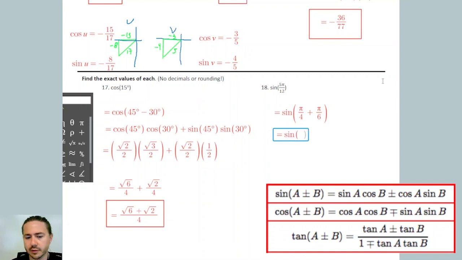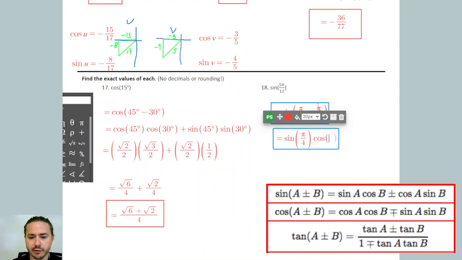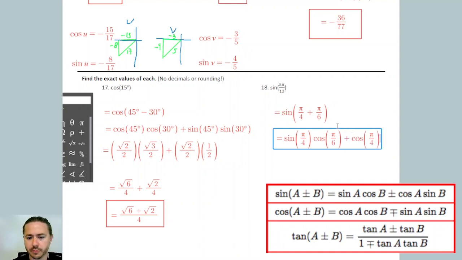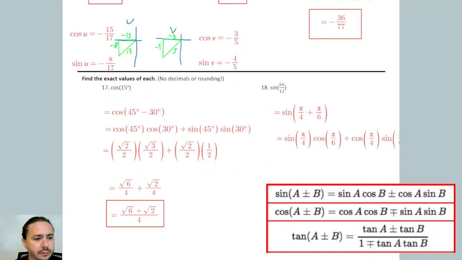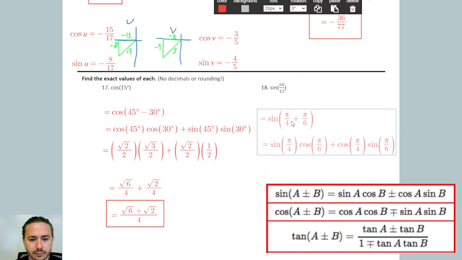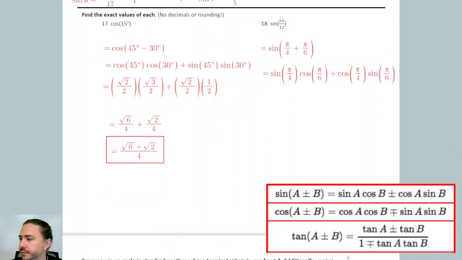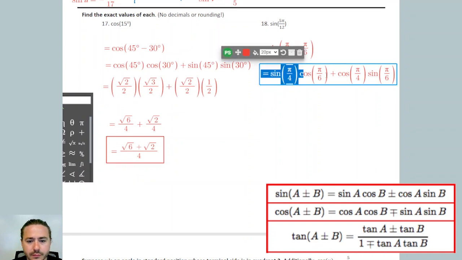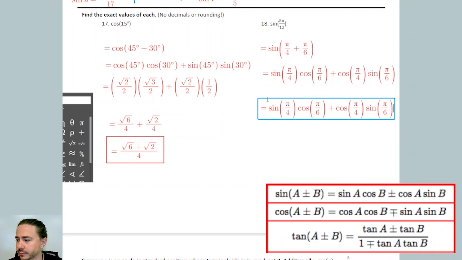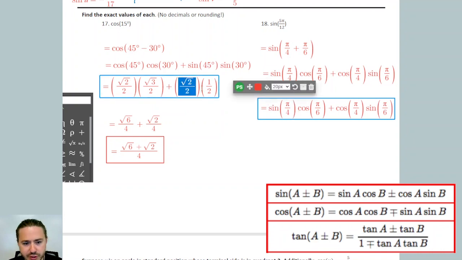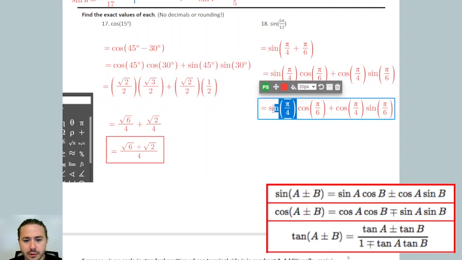Sine of pi over 4 times cosine of pi over 6 plus cosine of pi over 4 times the sine of pi over 6. So now we're going to evaluate each one of these separately. Sine of pi over 4 is going to be root 2 over 2. Actually, so is cosine of pi over 4. Cosine of pi over 6.